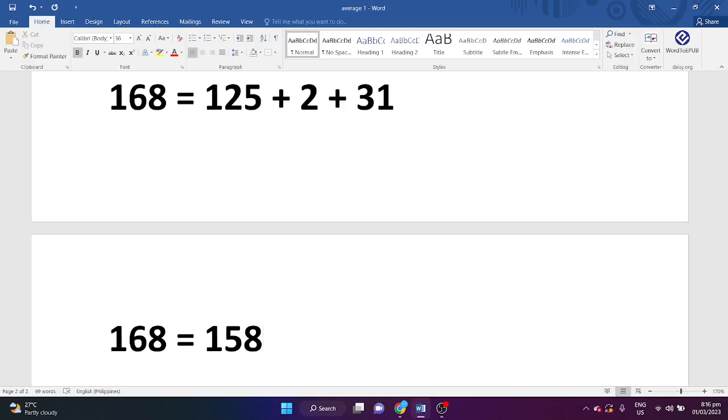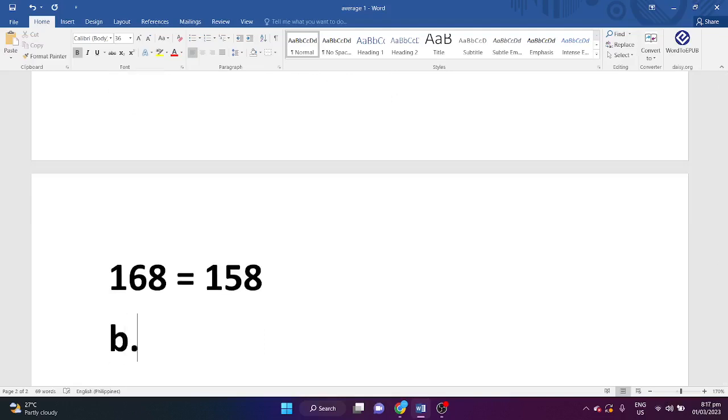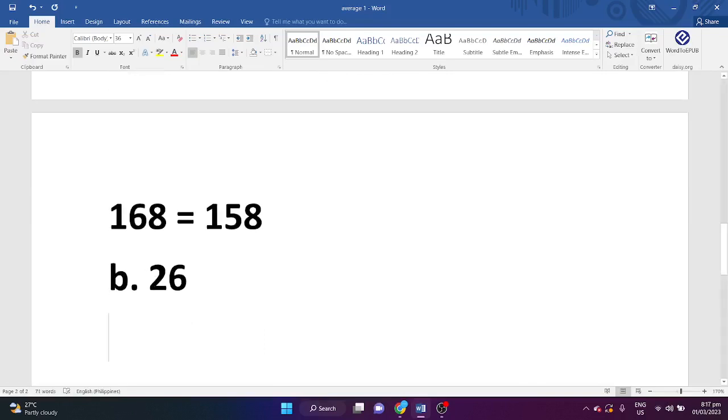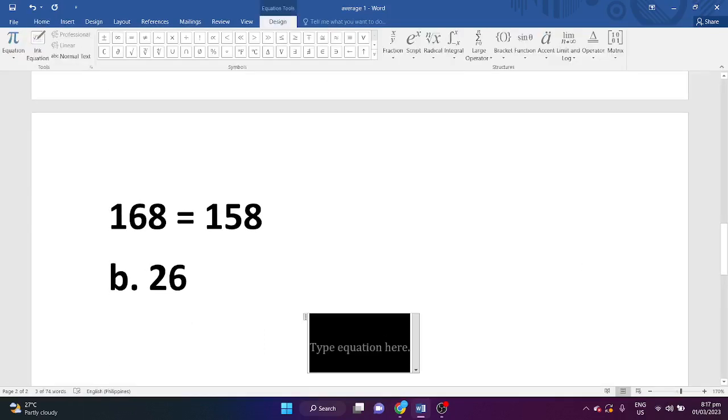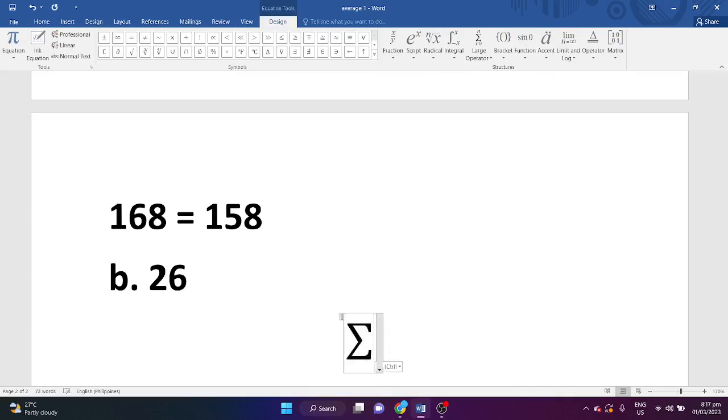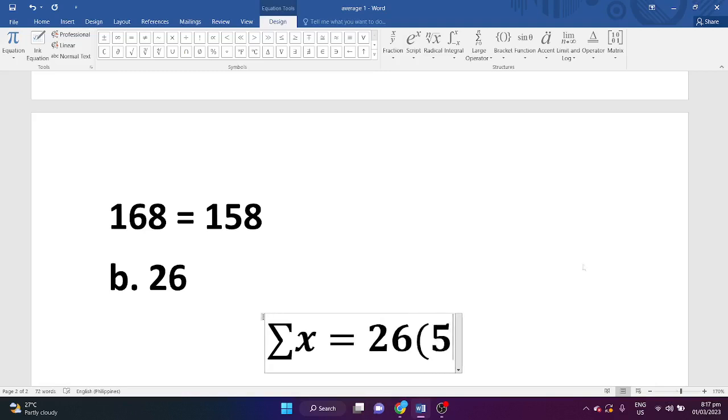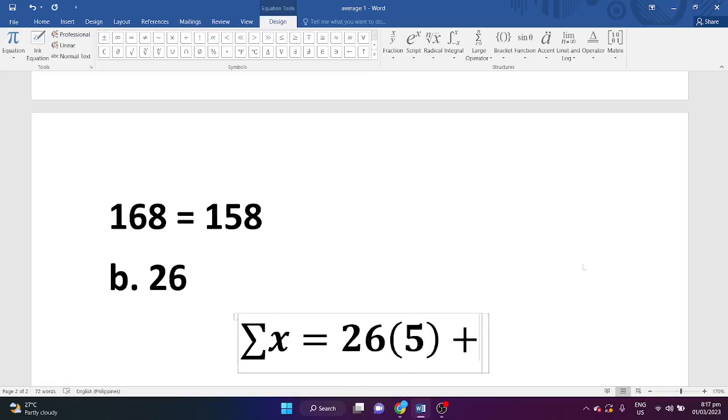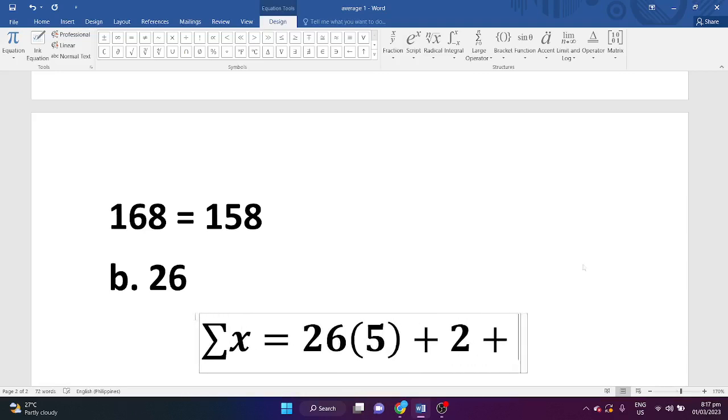Let's take option B. So option B is 26. So let's try 26. So that should be summation of x is equal to 26 times 5 plus 2 plus 31.